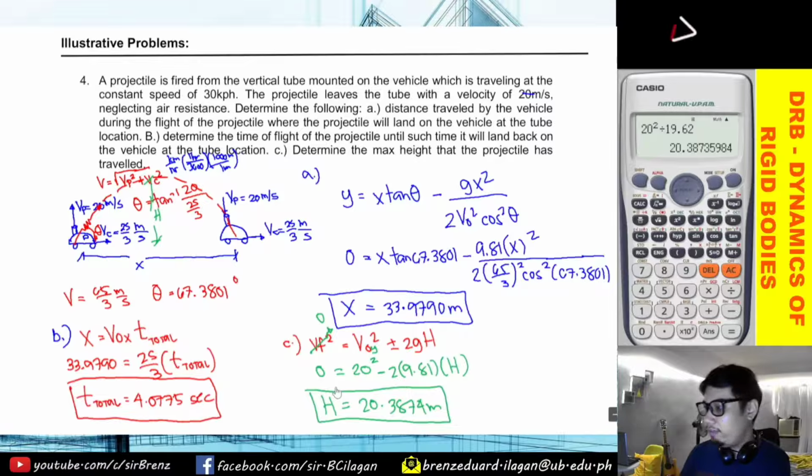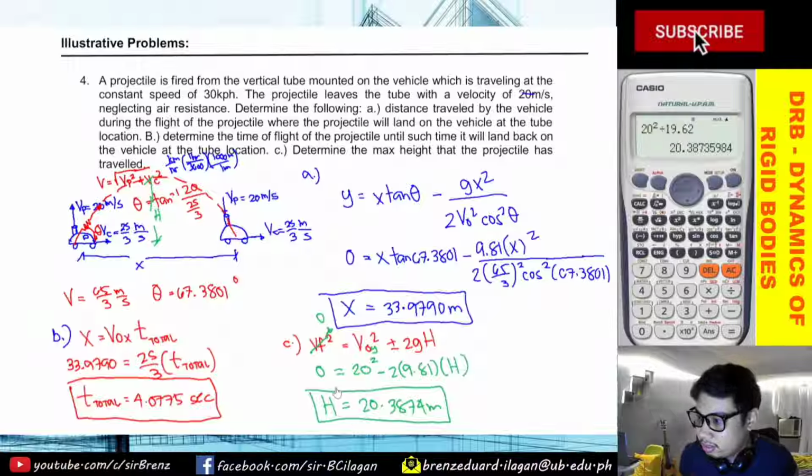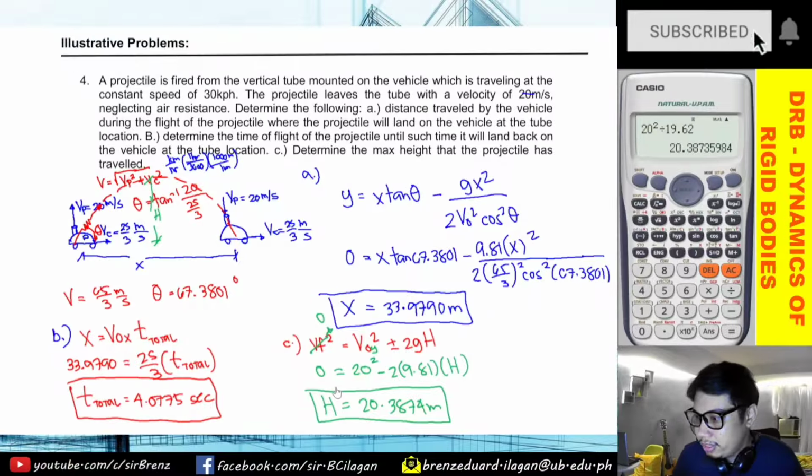Alright guys, again I'll give you 3 minutes to copy this solution. So you may start copying.